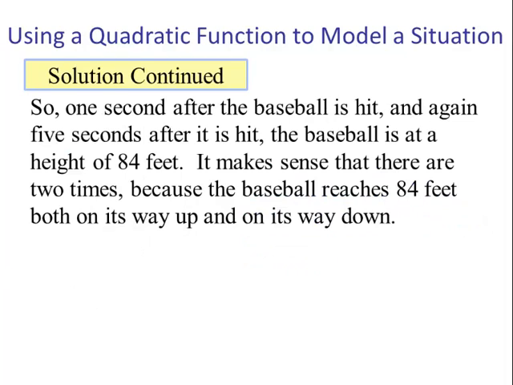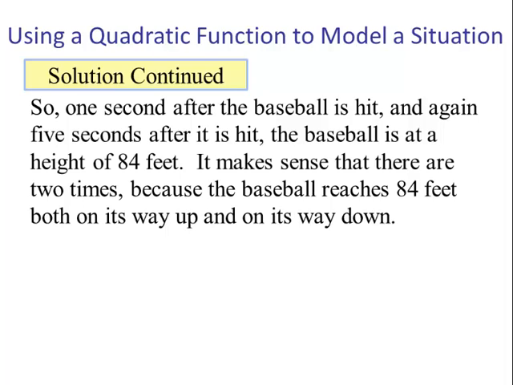So 1 second after the baseball is hit, and again 5 seconds after it is hit, the baseball is at a height of 84 feet. This makes sense that there are 2 times because the baseball reaches a height of 84 on its way up and on its way down.